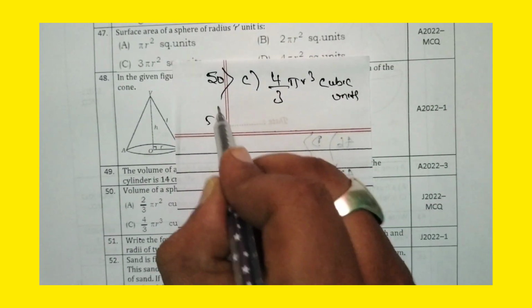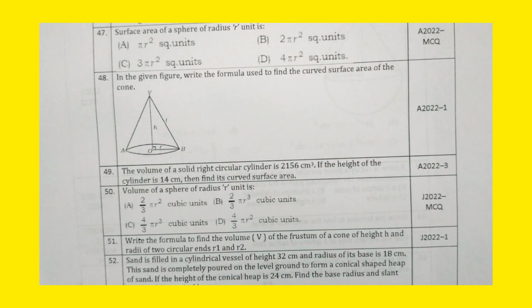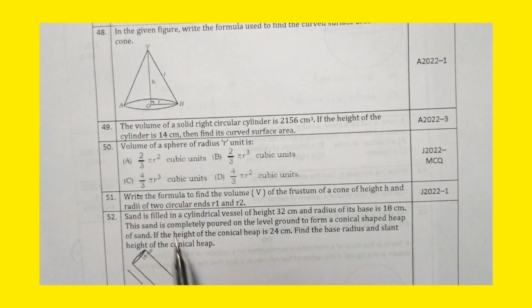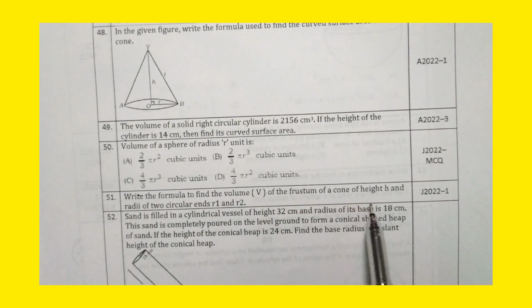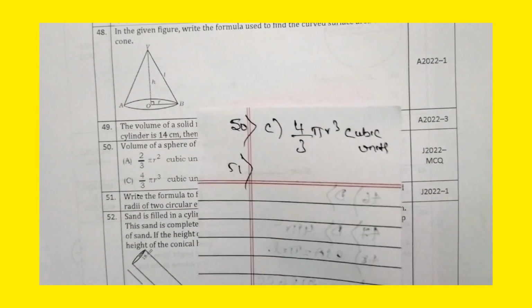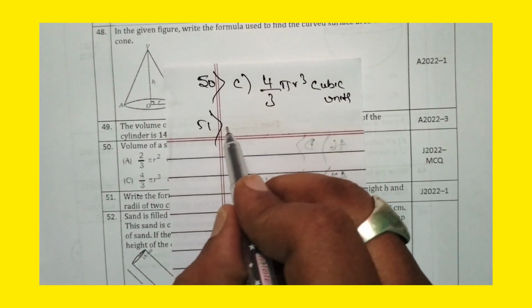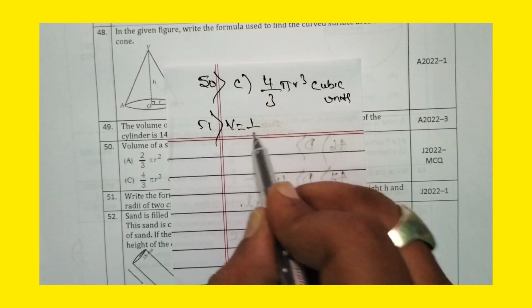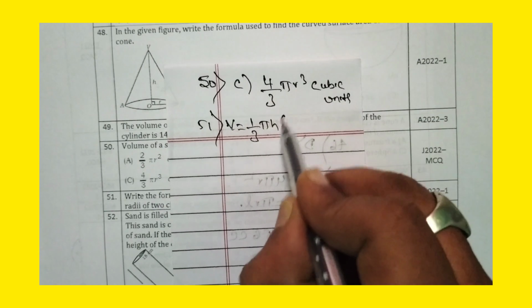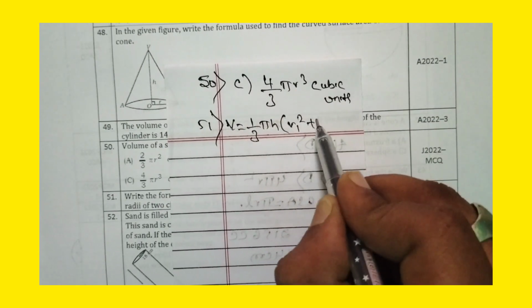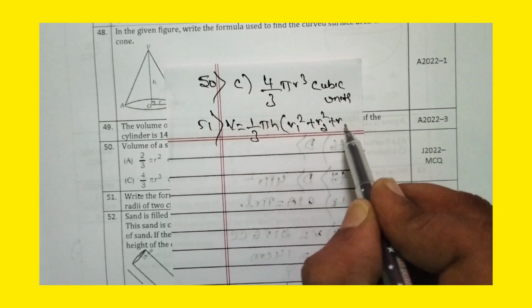Now let us move to the 51st question. He told us to write the formula to find out the volume of the frustum of a cone of height h and radii of two circular ends r1 and r2. So volume of a frustum of a cone is equal to 1 by 3 pi h into r1 square plus r2 square plus r1 r2.